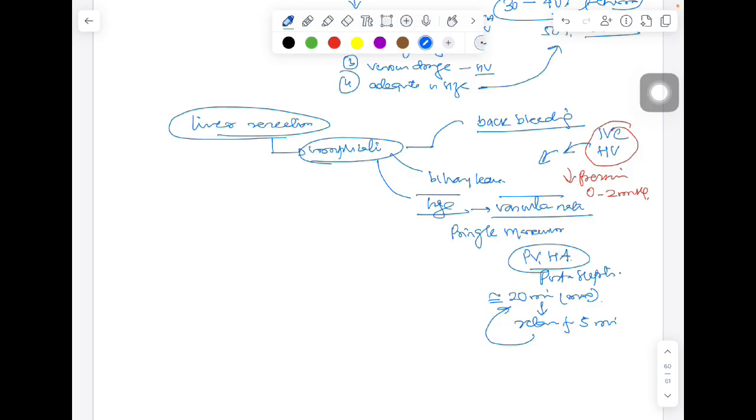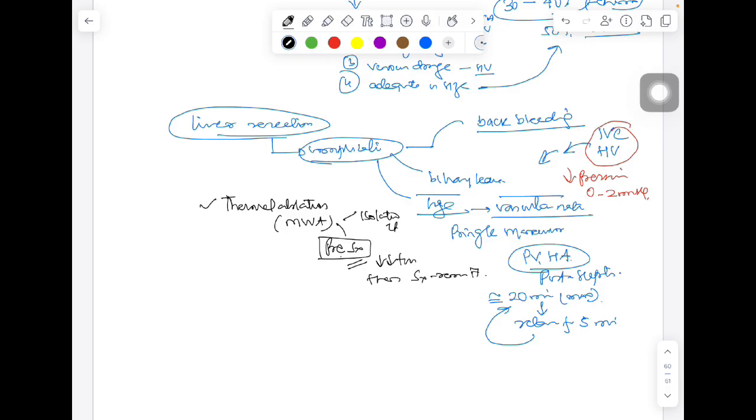Now, if surgery is not feasible, or if the lesion is not a small one, we can go for thermal ablation. Nowadays microwave ablation is being done. It can be done as isolated treatment or pre-surgery. Pre-surgery means you do the thermal ablation, reduce the tumor, then do surgery and remove it. The tumor will become less vascular, more confined, and you can do surgery.